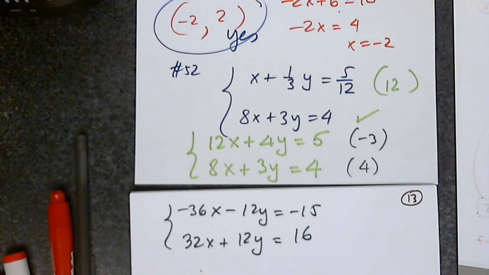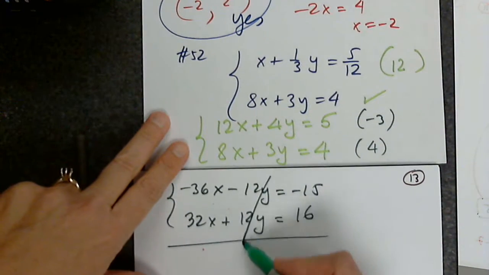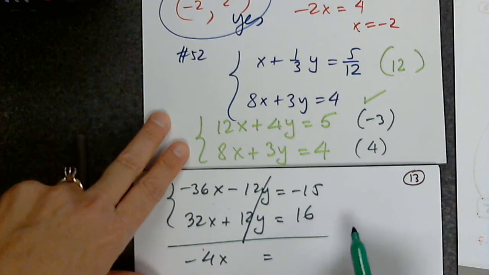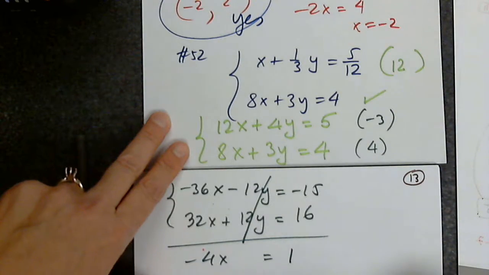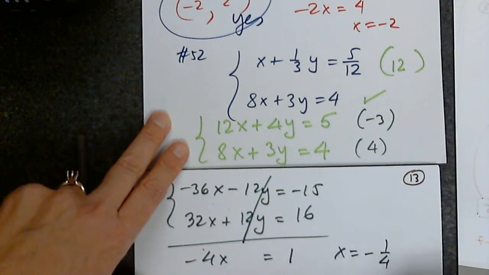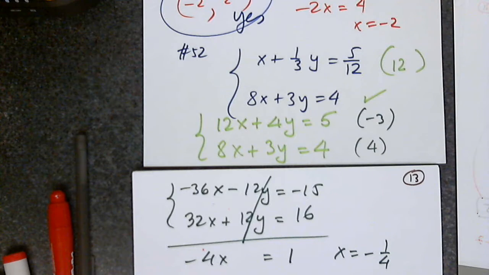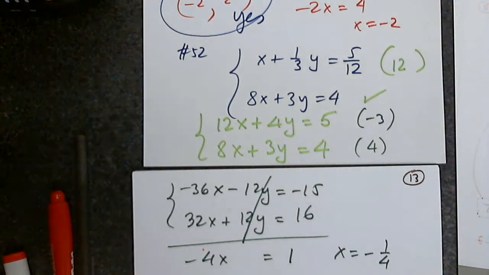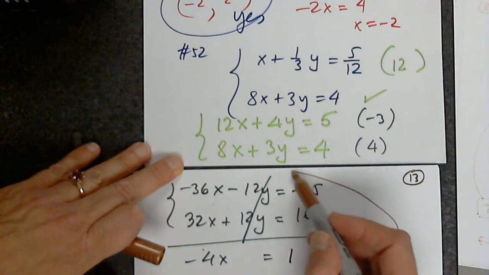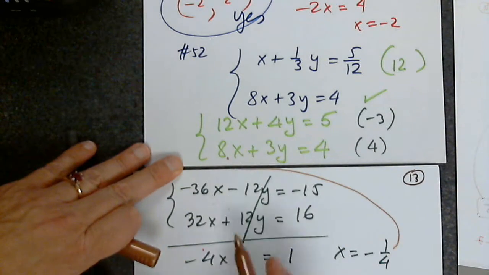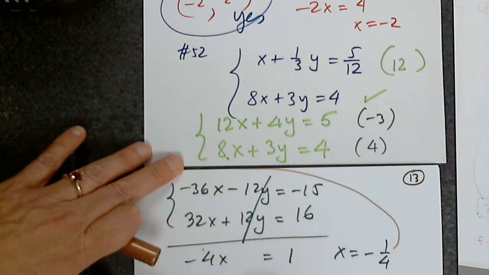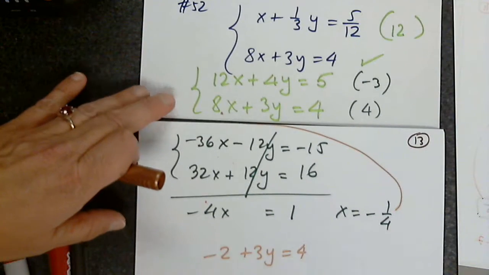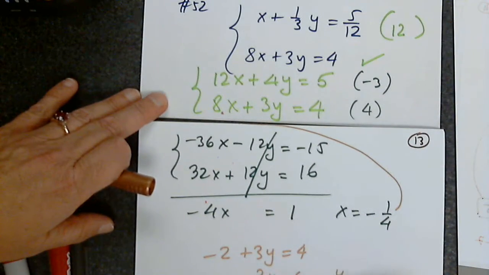Excellent. Which variable are we really eliminating then? Exactly. So y is gone. So negative 4x equals 1. So x equals negative 1/4. Is that okay? Excellent. So now I go back. Where do I go back? It doesn't matter. So let's say I'm going back here. So I have 8 times negative 1/4, which is negative 2, plus 3y equals 4. So 3y equals 6, y equals 2.